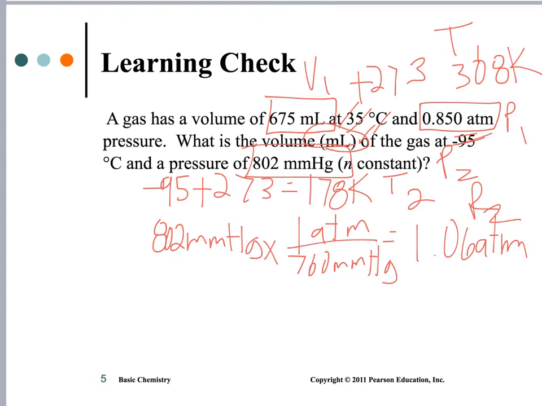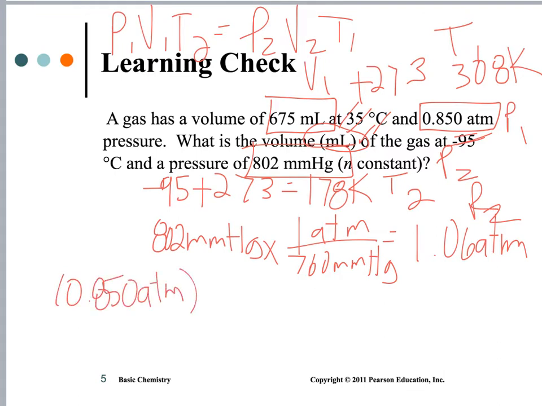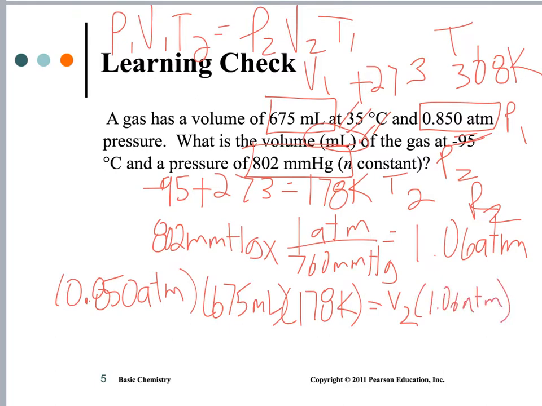Okay, now we're going to take that information and plug it into our P1, V1, T2 equals P2, V2, T1. Once I plug that in, now I can do it. So my pressure 1 was 0.850 ATM. My volume 1 was 675 milliliters. My temperature 2 was 178 Kelvin. My volume 2, we don't know. My pressure 2 was 1.06 ATM. And my temperature 1 is 308 Kelvin.